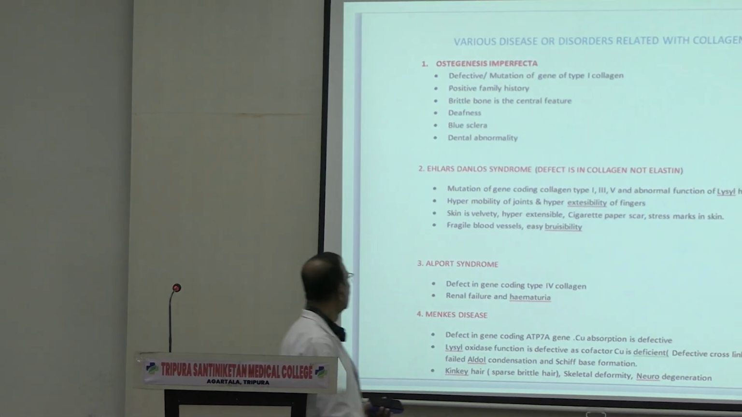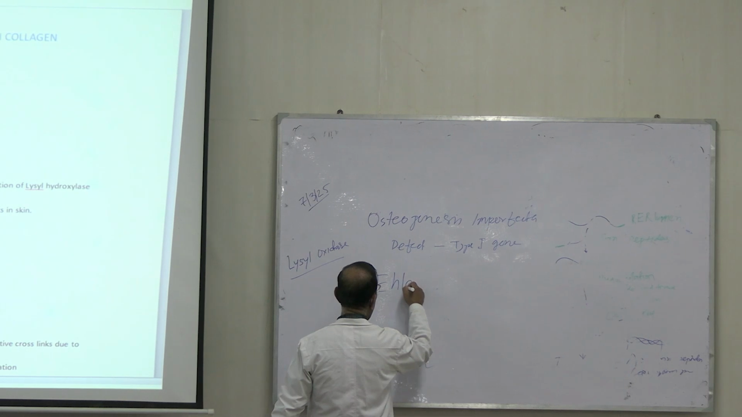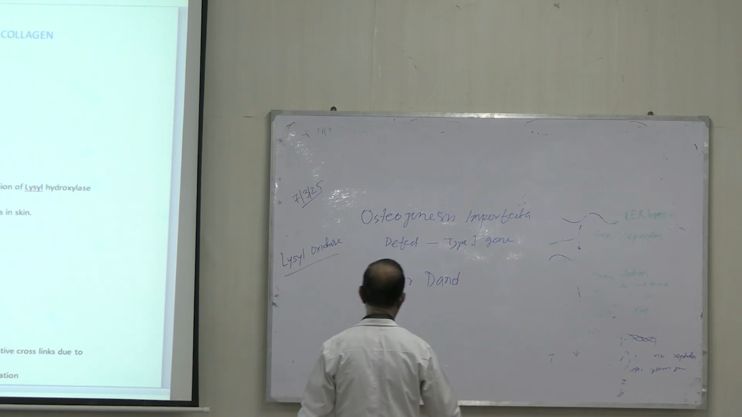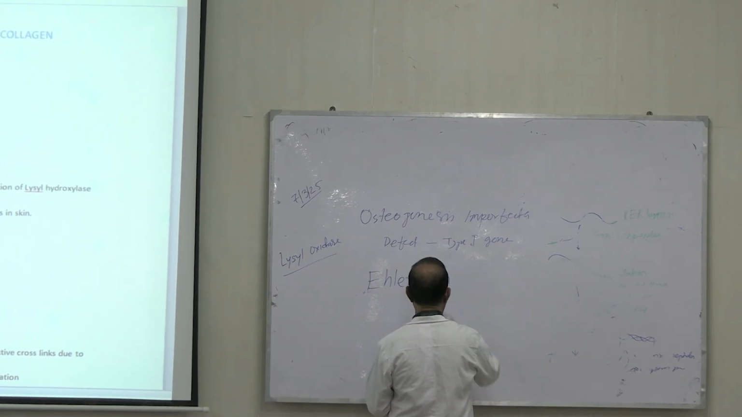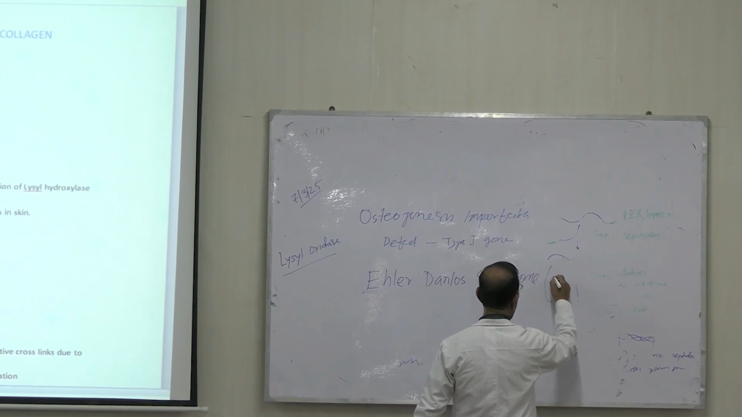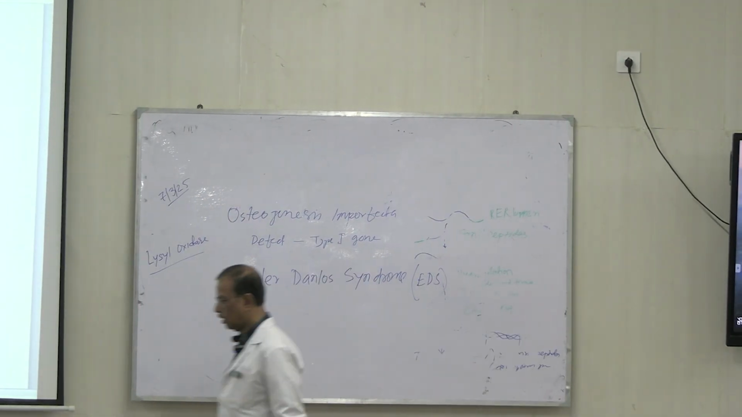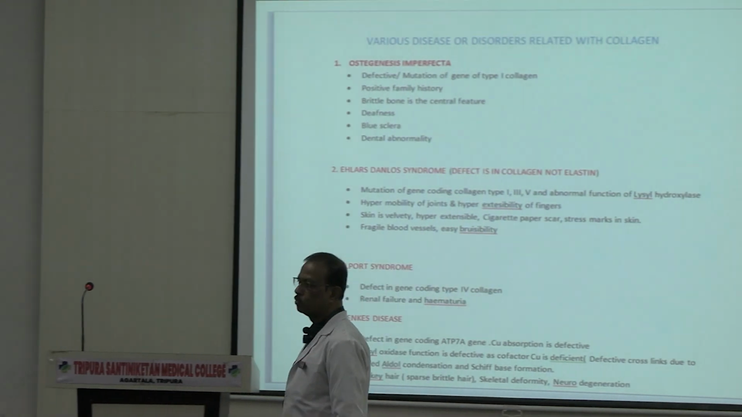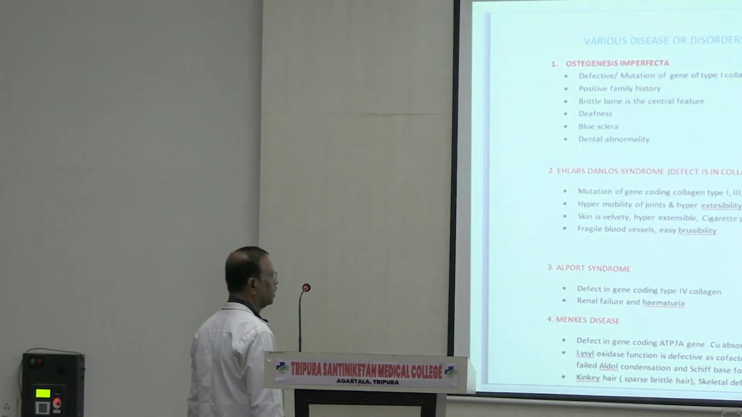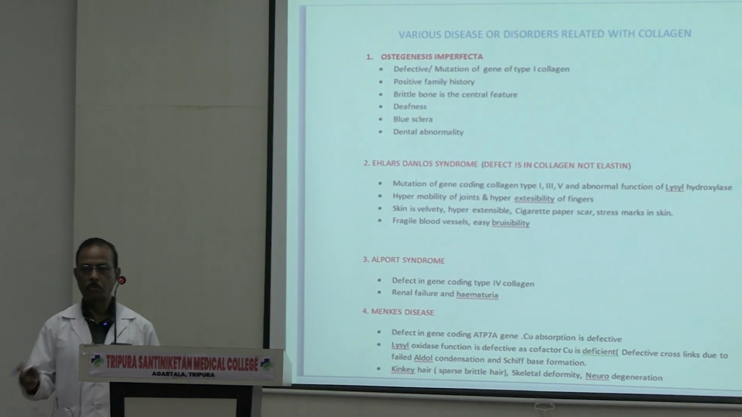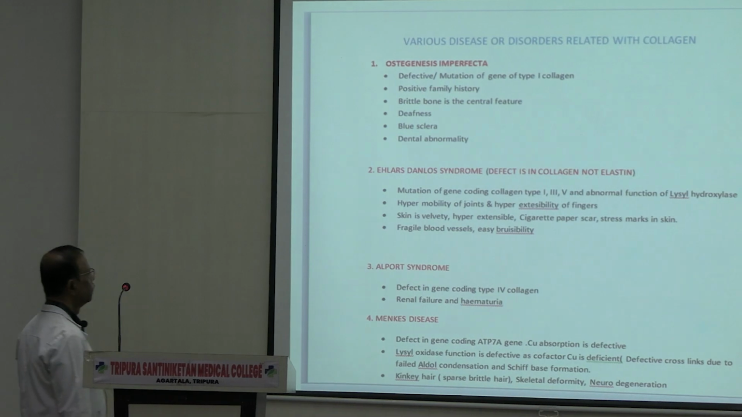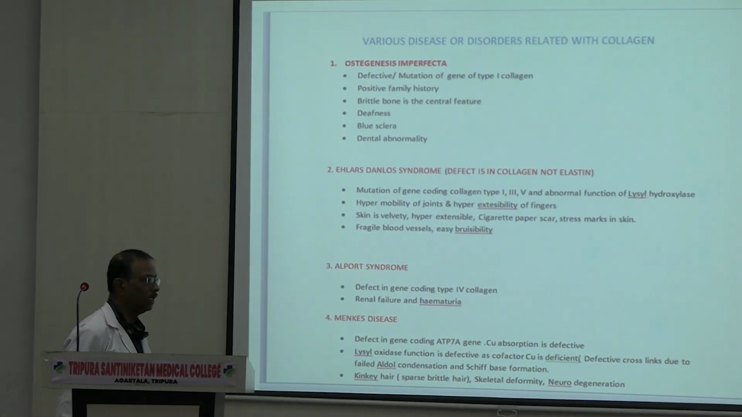Now, second is Ehlers-Danlos syndrome. This is because of mutation of the gene responsible for synthesis of type 1, type 3 and type 5 collagen, and may be associated with lysyl hydroxylase malfunction. There is hypermobility of the joint.